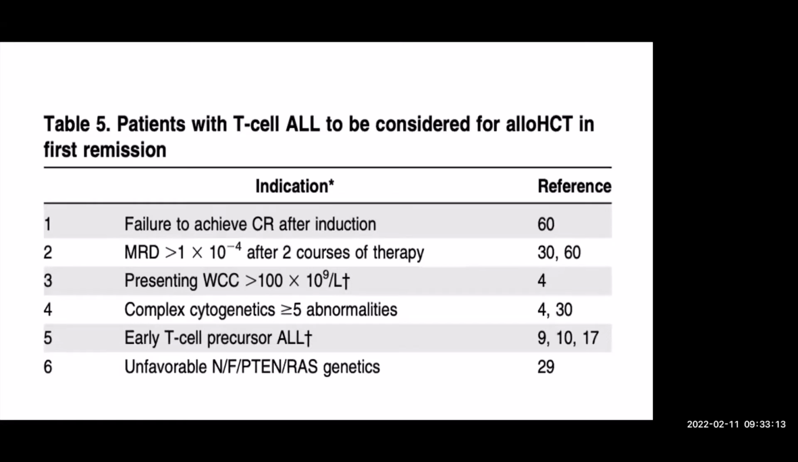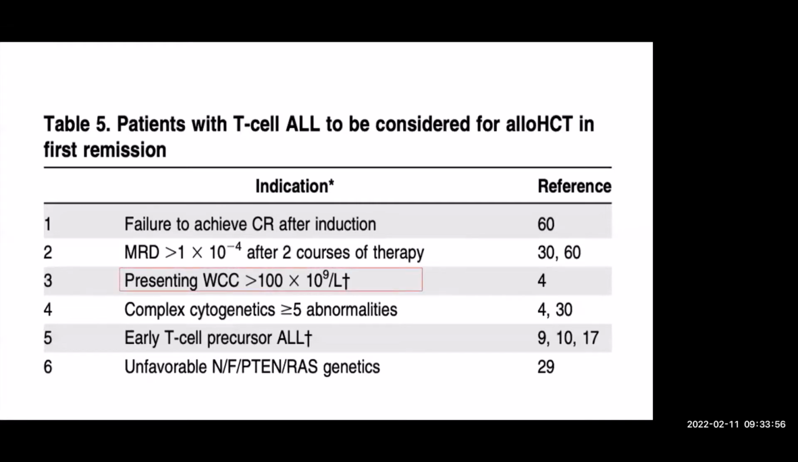So, based on this, the recommendations for allogeneic stem cell transplant in first remission include patients who had failure to achieve complete remission at the end of induction, patients who had MRD positivity of more than 10 power minus 4 after 2 courses of induction therapy, patients who present with white cells of more than 1 lakh, complex cytogenetics, I mean presence of more than 5 chromosomal abnormalities, early T cell precursor acute lymphoblastic leukemias, and unfavorable cytogenetics like presence of PTEN and RAS alterations and wild type NOTCH and FBXW7 mutations.